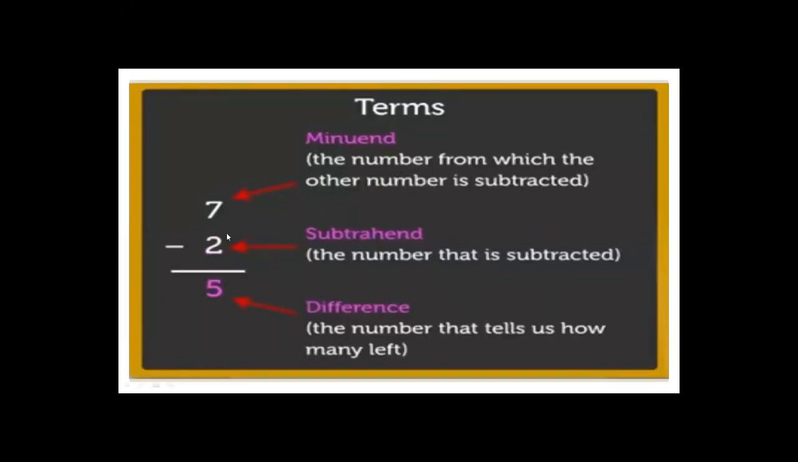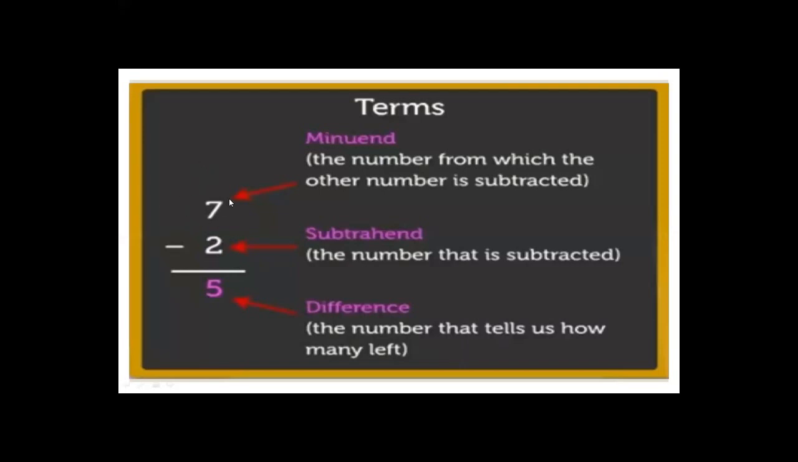Okay, next one. After getting the subtraction, we get the answer. So what do we call it? It is called difference. The number that tells us how many are left is called difference. I repeat again: the number from which the other number is subtracted is called minuend. The number that is subtracted is called subtrahend. The number that tells us how many are left is called difference.